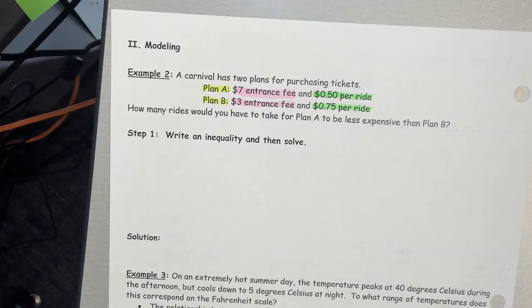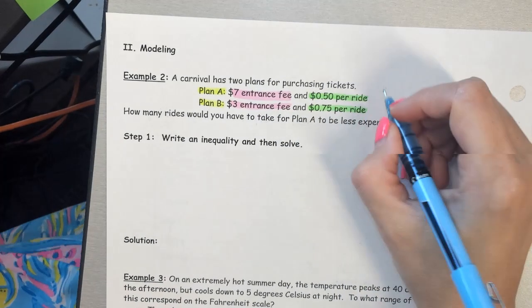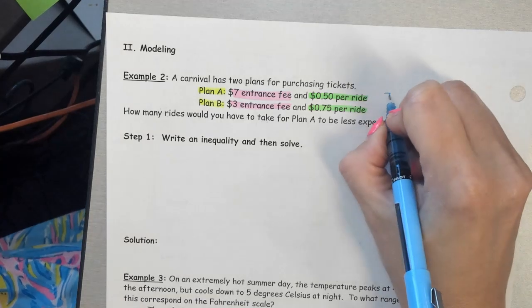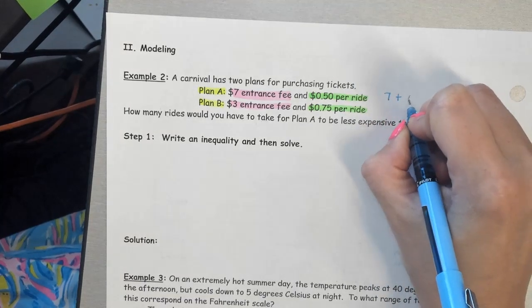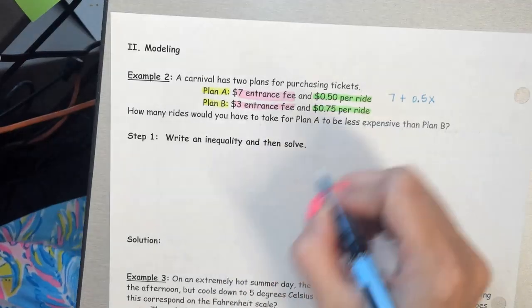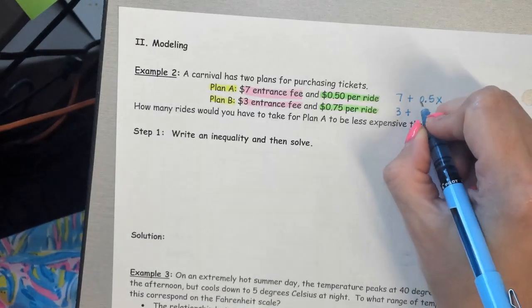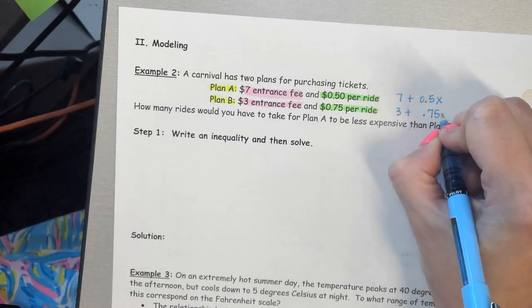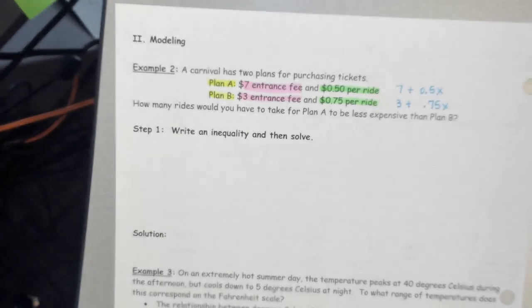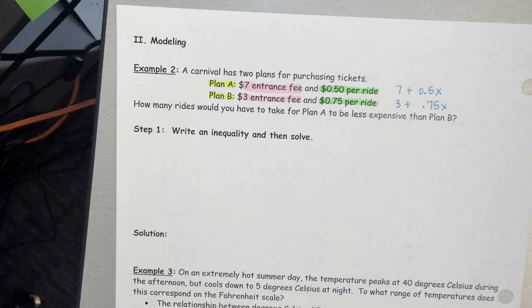Does anybody want to share what expression they came up with? Great. And then we'll just follow that same thing here. So 3 plus, and you can put the 0 or just the 0.75. Either is fine. And then you can also just put the x term first. So either one of those is fine.